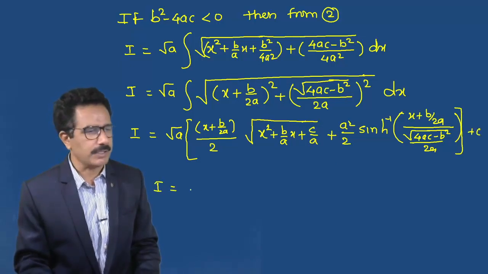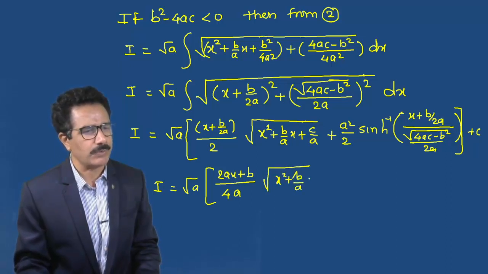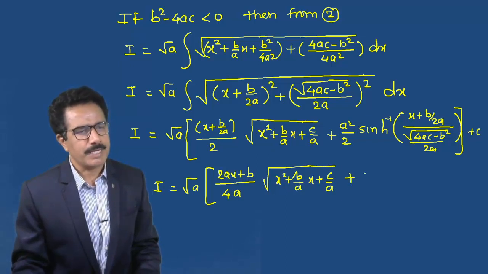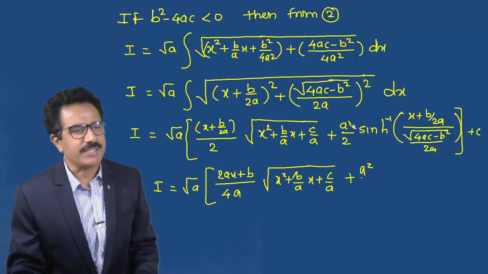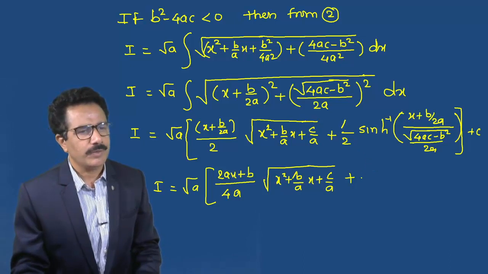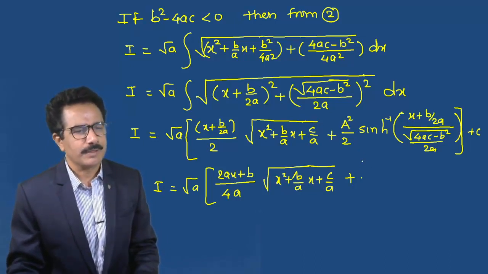So I is equals to root a, 2ax plus b divided by 4a into root of x square plus b by a into x plus c by a plus a square divided by 2. Actually a square means what? Actually a means this total term. We shall write this a. A square by 2, a means this total term.